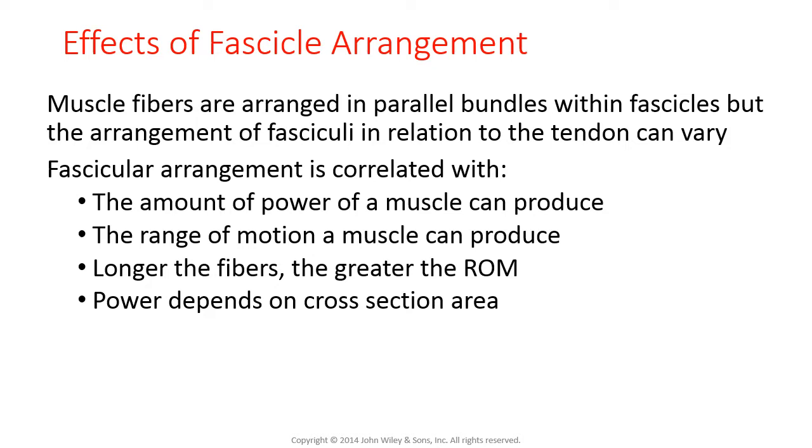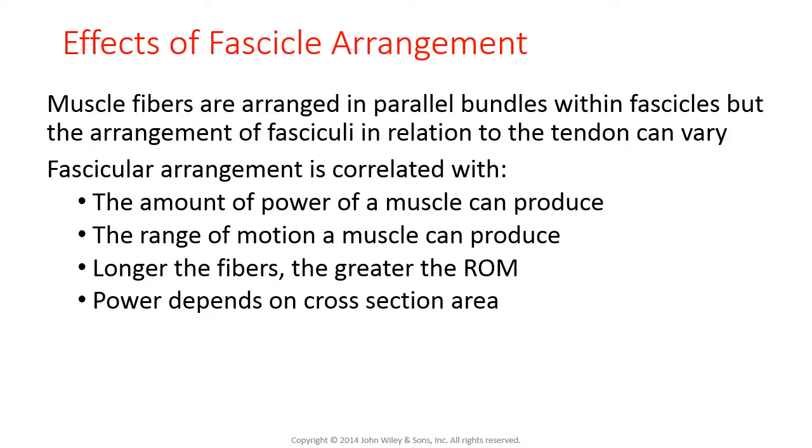Now, the strength of the muscle is due to what we call the fascicle arrangement. Your muscle fibers can be arranged in parallel bundles within fascicles that, in relation to the tendon, will pull the tendon in a very controlled direction, to allow a very powerful style of move. This fascicular arrangement is usually correlated with how much power the muscle can produce, and the range of motion the muscle can produce as well.